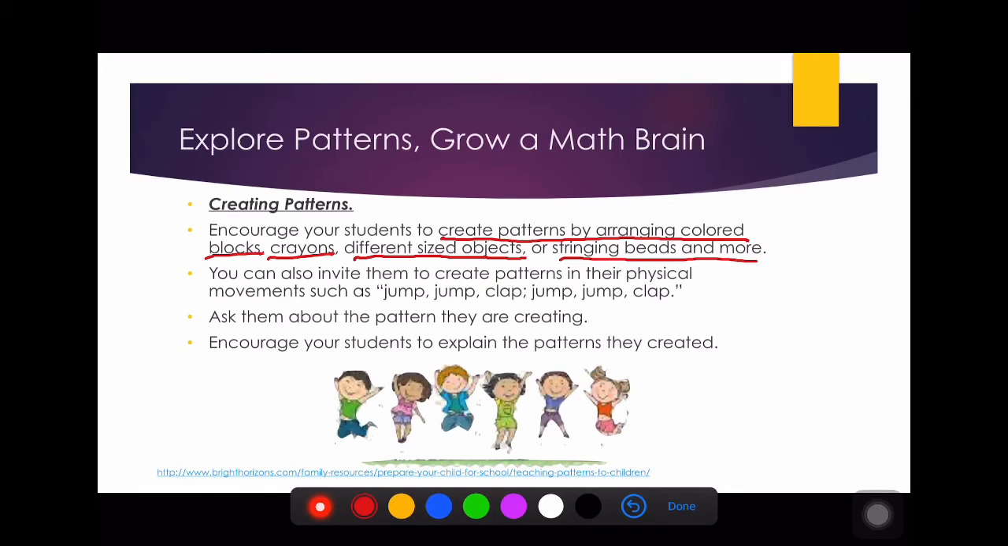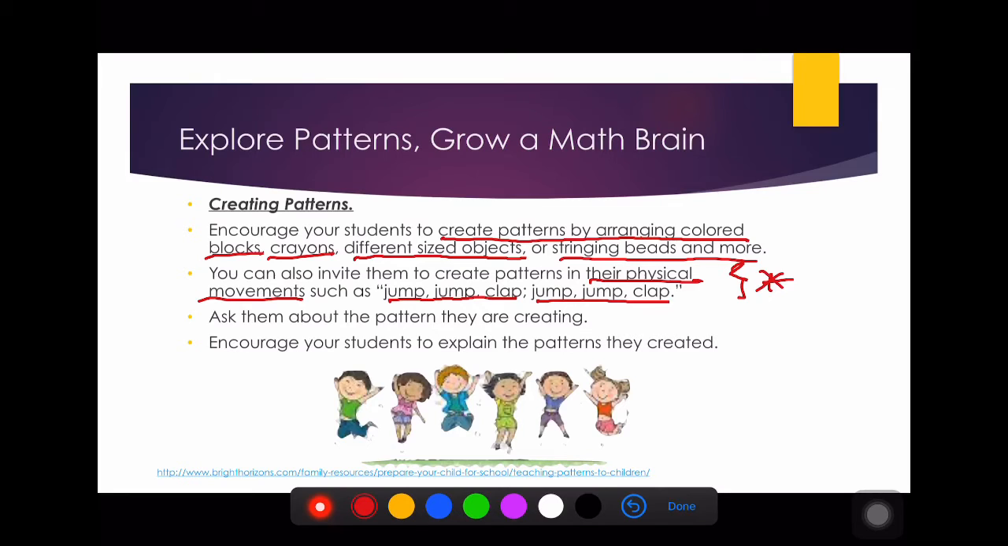You can also invite them to create patterns in their physical movement, such as jump, jump, clap, jump, jump, clap. So you can do this as well. This would be fun. Assign them into groups, and each group must have their own movement. So you have to have 3 movements, for example. So they can roll their hands, wriggle their nose, and so on and so forth. So you are encouraging them to create patterns.